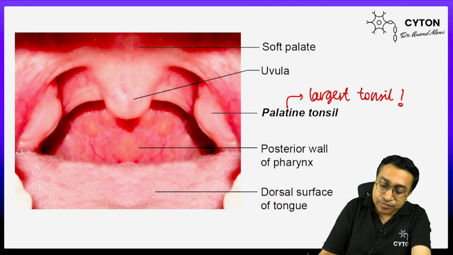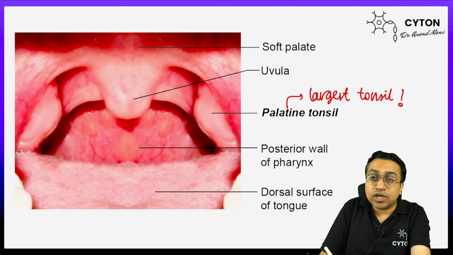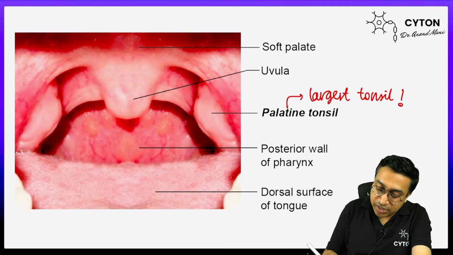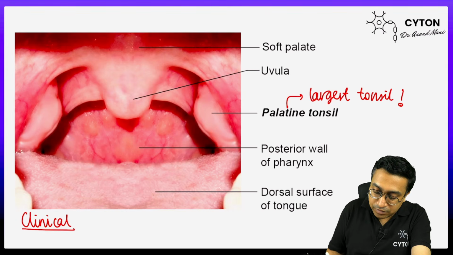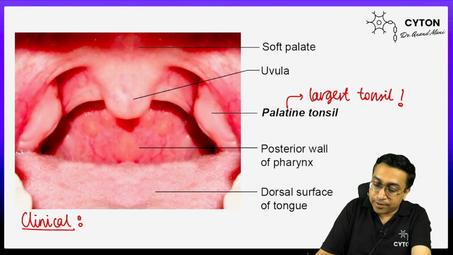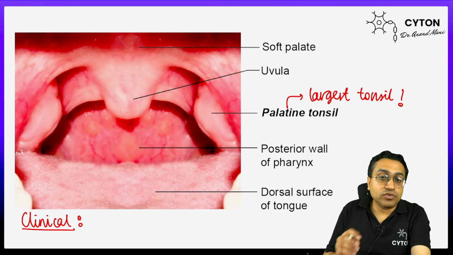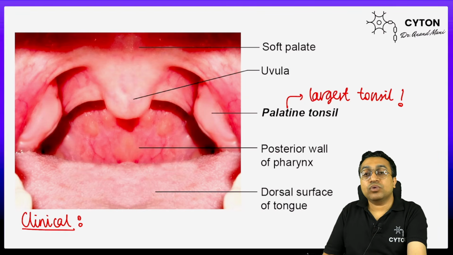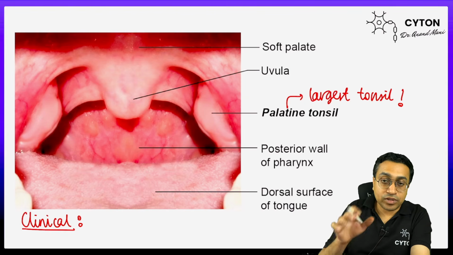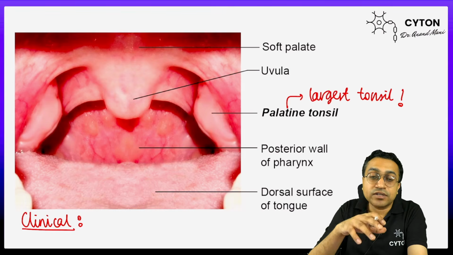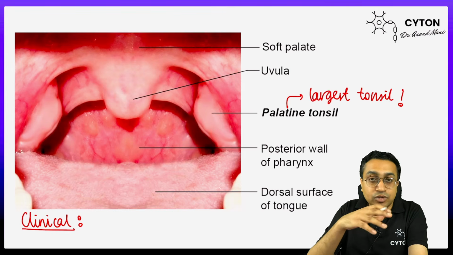Then talking about the clinical integration here. Aggregation of the tonsils around the naso and oropharyngeal isthmus forms Waldeyer's tonsillar ring, which includes all these 4 tonsils which we discussed.